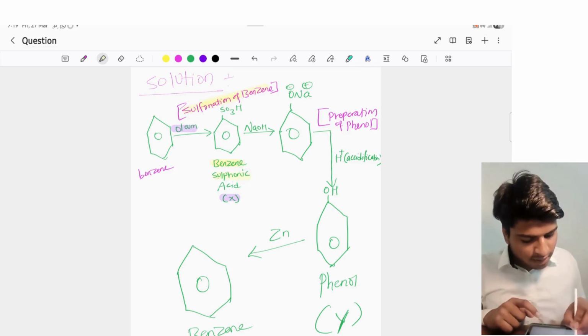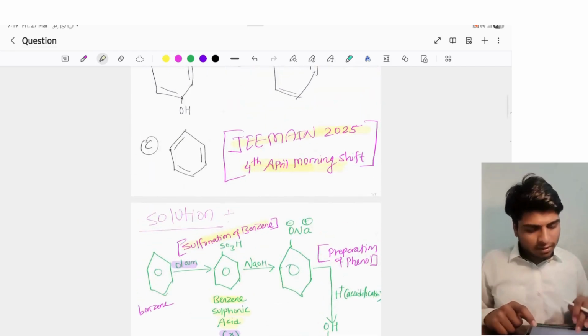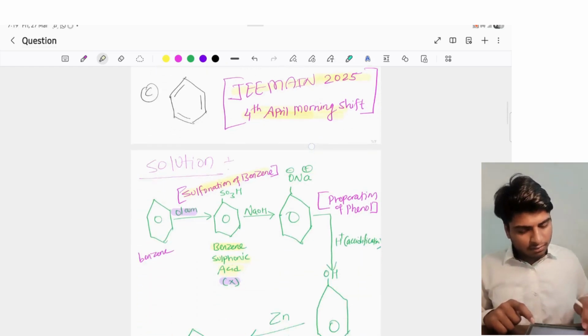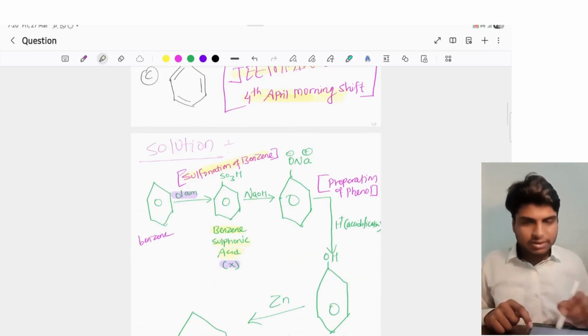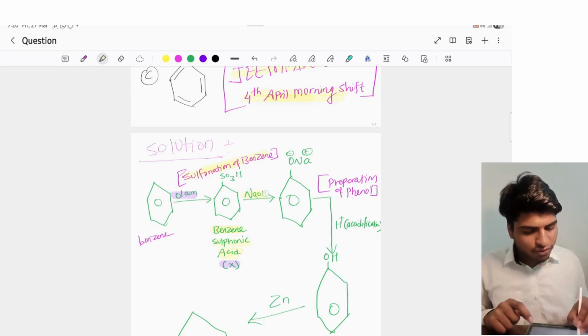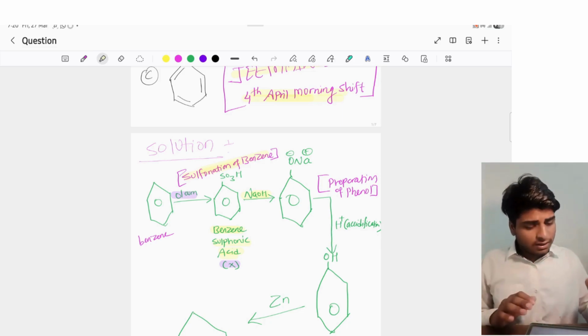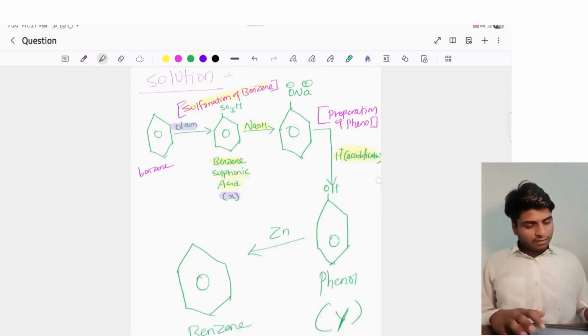Then we get the compound X, and upon molten sodium hydroxide, when the benzene sulfonic acid is treated with sodium hydroxide, then this compound will form, and upon acidification of this, it will form phenol.